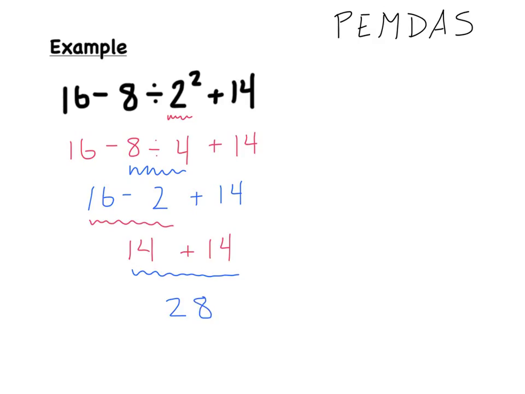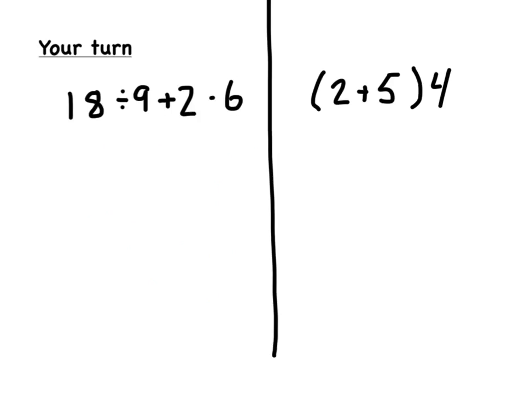So 28 is our final answer for 16 minus 8 divided by 2 squared plus 14 is equal to 28. Alright, so what I want you to do now is to pause the video, try these two examples, and when you're finished, I want you to unpause the video and see how I solved it.